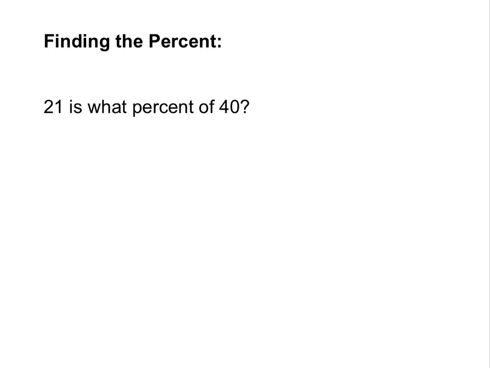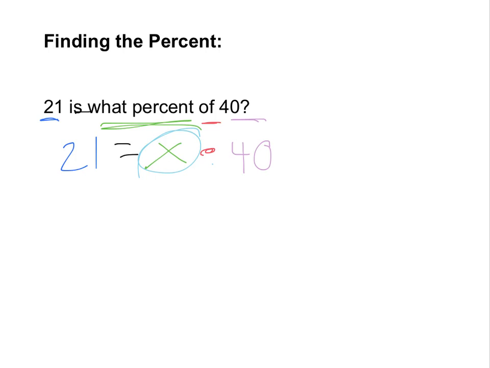Okay, now this time we're finding the percent. Again, you just read left to right. So let's do this. 21, so we write 21. Is, so equals. What percent would be x? Of means multiplication. 40, we just write the number 40. Again here, our goal is to get x all by itself. So right now it's multiplied by 40, so we need to divide by 40 on both sides. So now we take 21 divided by 40.